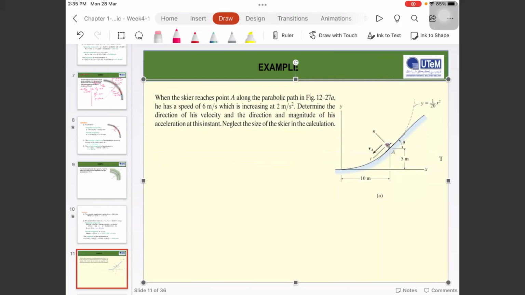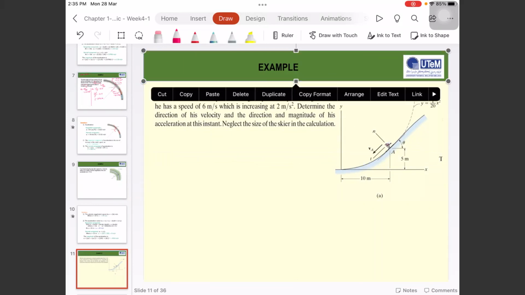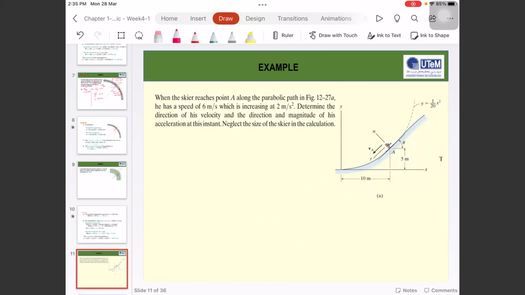Okay, this is a special case. Special case number, saya rasa number 4 yang tadi. Gunakan equation yang panjang. When the skier reaches point A along the parabolic path in this figure, he has a speed of 6 meter per second, which is increasing at 2 meter per second squared. Determine the direction of his velocity and the direction and magnitude of his acceleration at this instant.